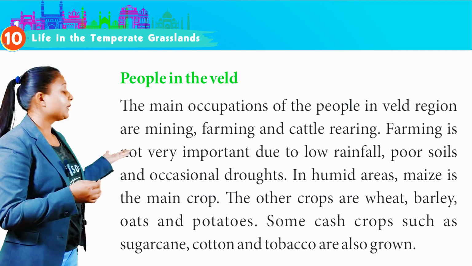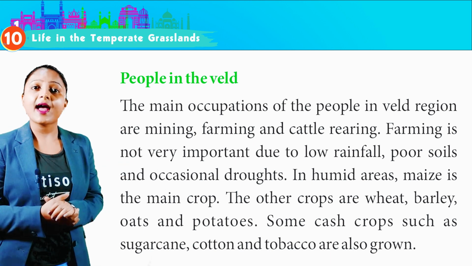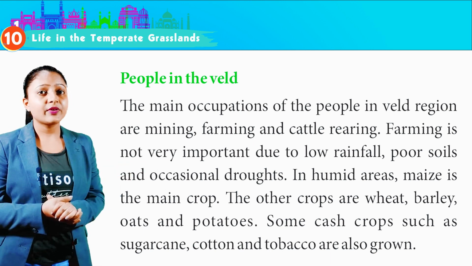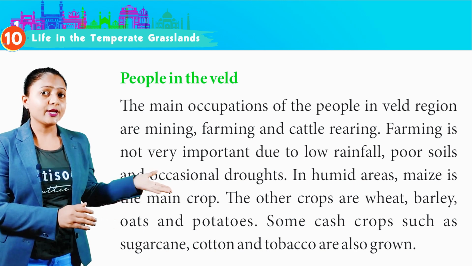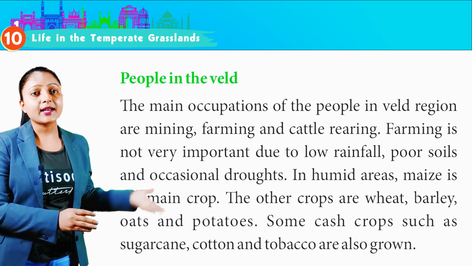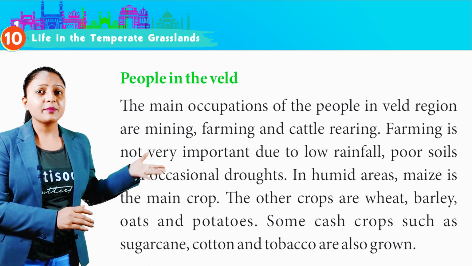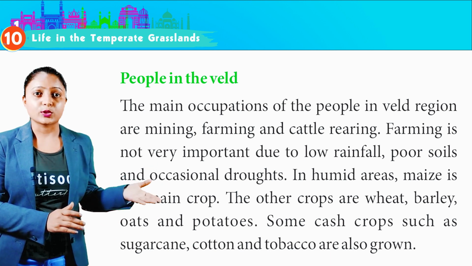People in the Veld. The main occupations of the people in the Veld region are mining, farming and cattle rearing. Farming is not very important due to low rainfall, poor soils and occasional droughts. In humid areas, maize is the main crop. The other crops are wheat, barley, oats and potatoes. Some cash crops such as sugarcane, cotton and tobacco are also grown.